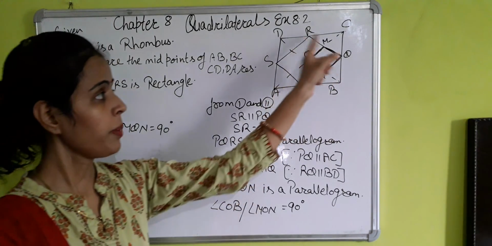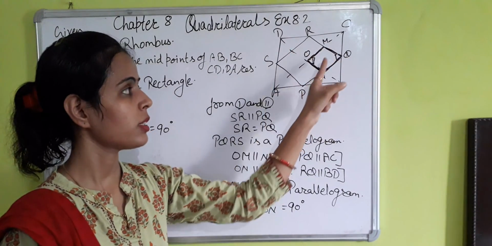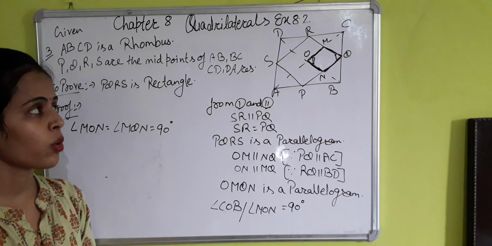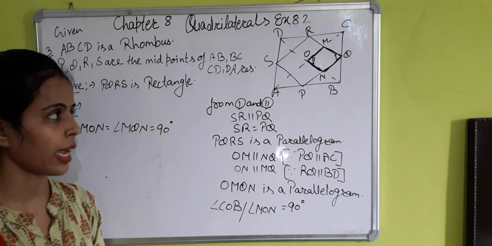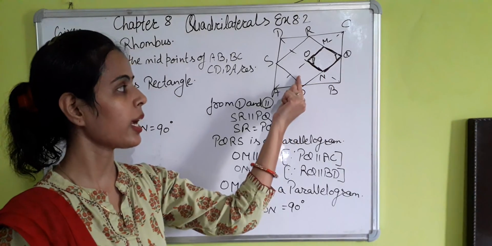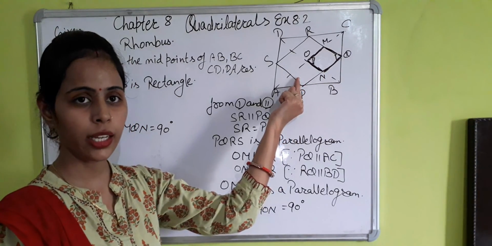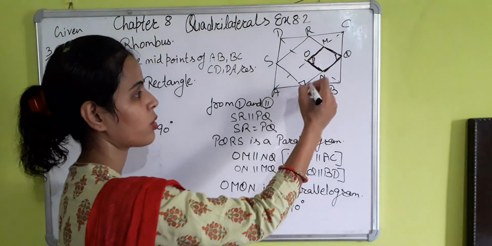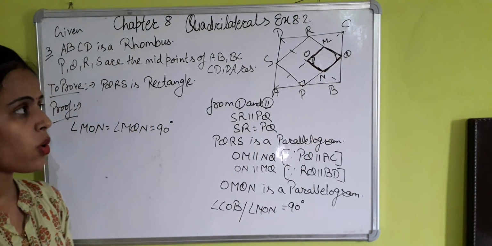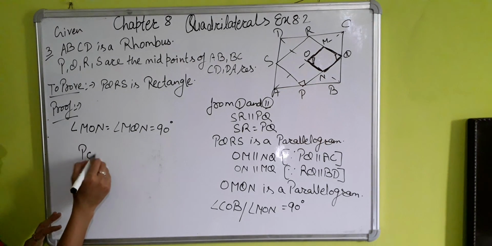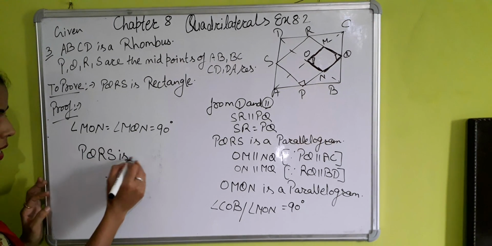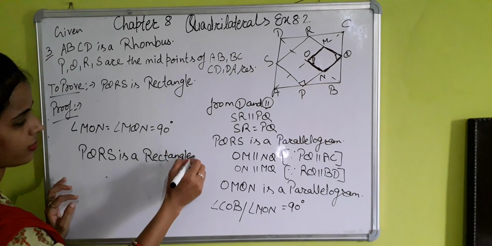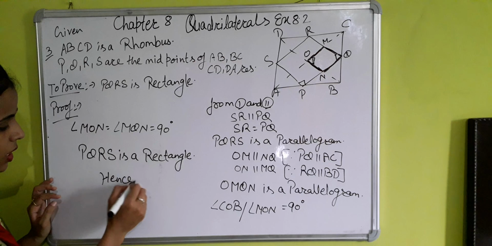If in parallelogram PQRS this angle is 90 degrees, then we can say that this parallelogram is also a rectangle. Angle Q is 90 degrees, then angle P is also 90 degrees, because they are co-interior angles. So we can say that PQRS is a rectangle. Hence, proved.